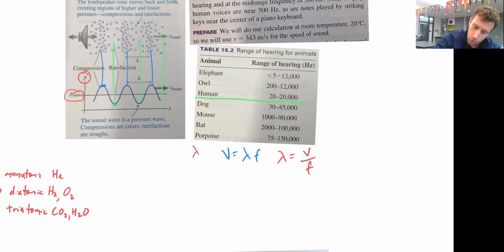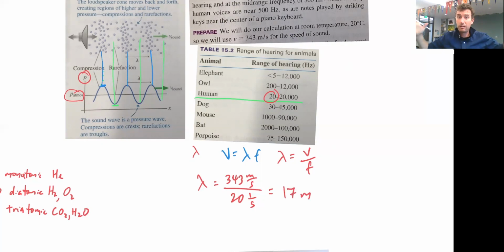So at the low range is 20 hertz. Wavelength equals 343 meters per second over 20 hertz, which is 1 over seconds. The 1 over seconds will cancel, leaving me with 343 over 20, which is about 17 meters. So that's the lowest we can hear, a 17-meter wave. That is larger than this classroom, which is pretty big, right?